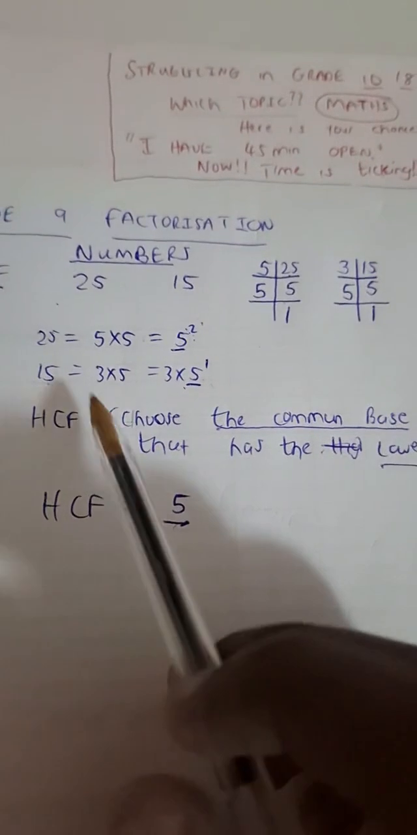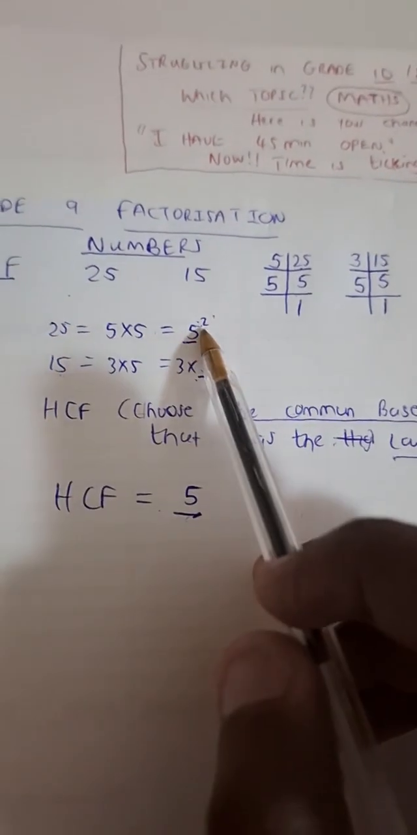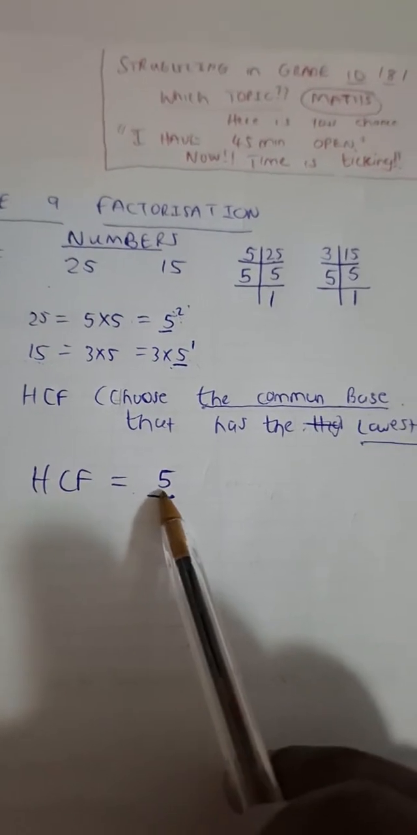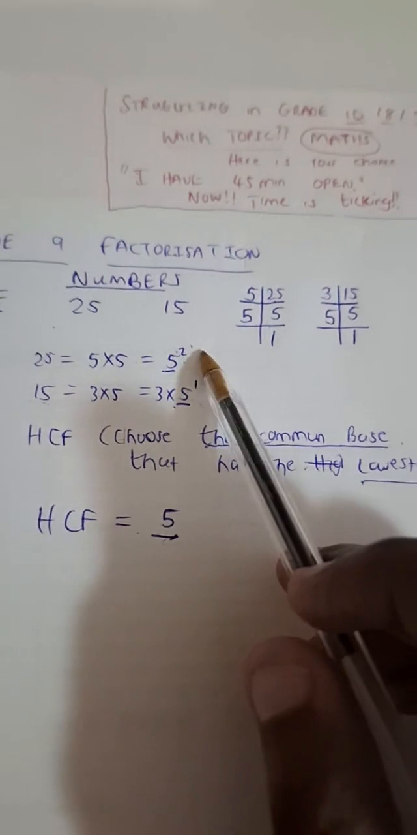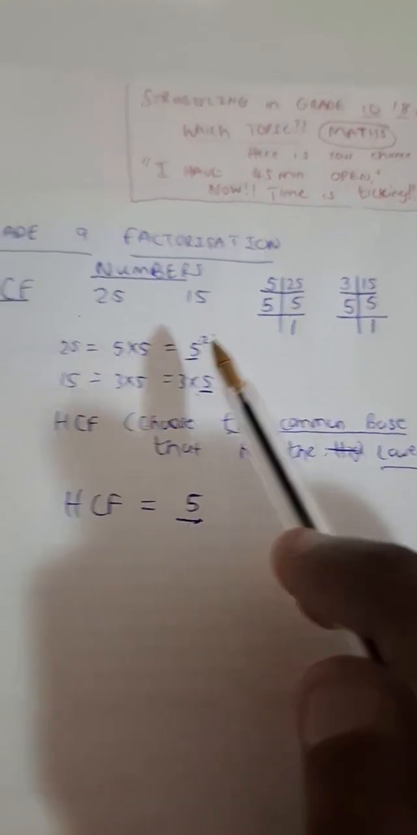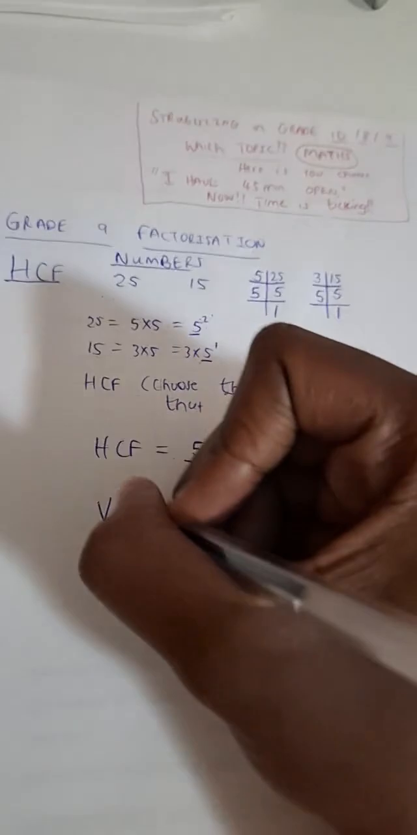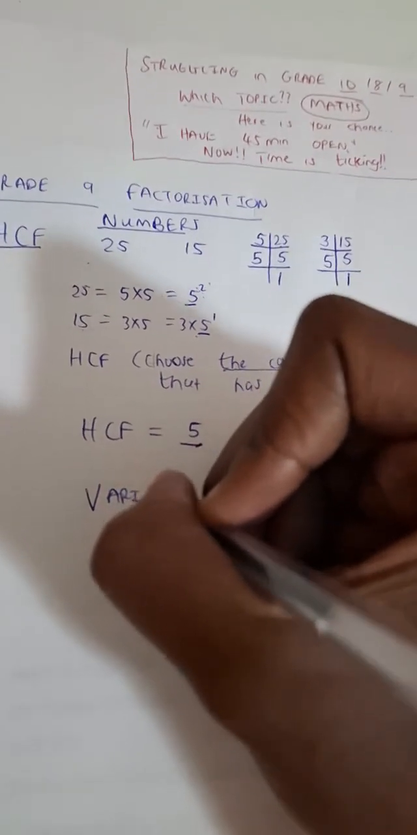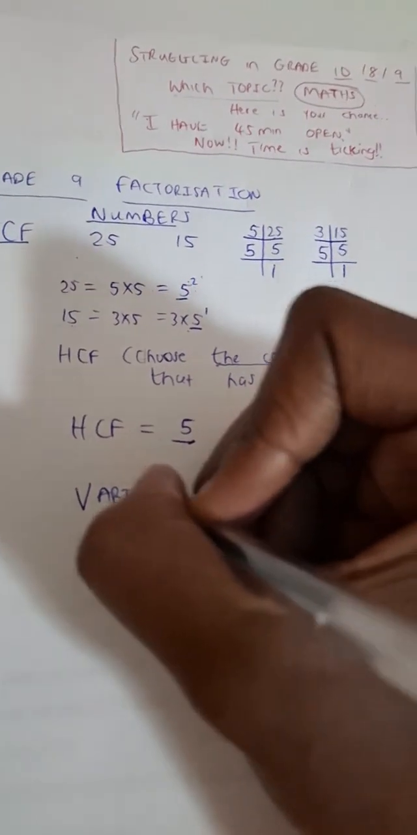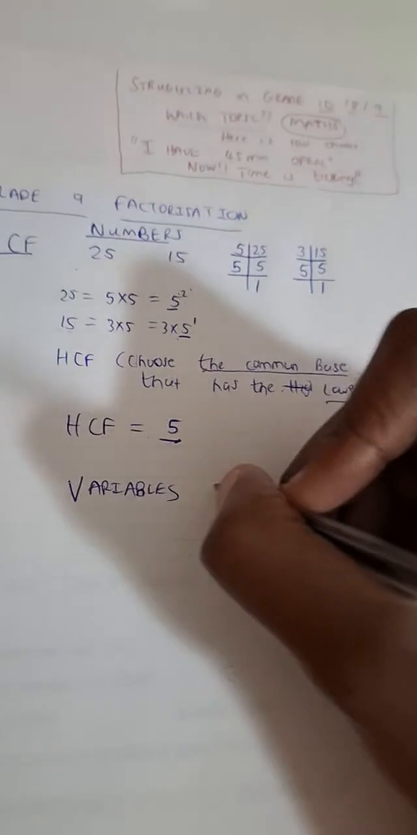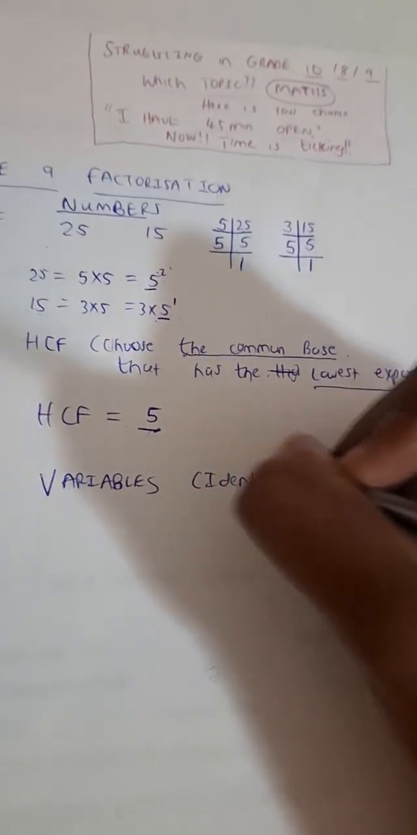Because like I said, from our factors that are prime, we choose the common base that has the lowest exponent. That's what we do when we choose the highest common factor for our numbers. Okay. Then I want to look at something else as well. We look at how do we identify the highest common factor between variables.